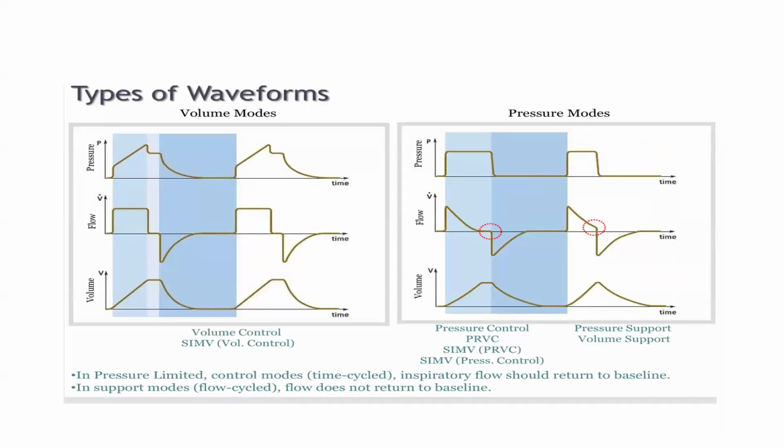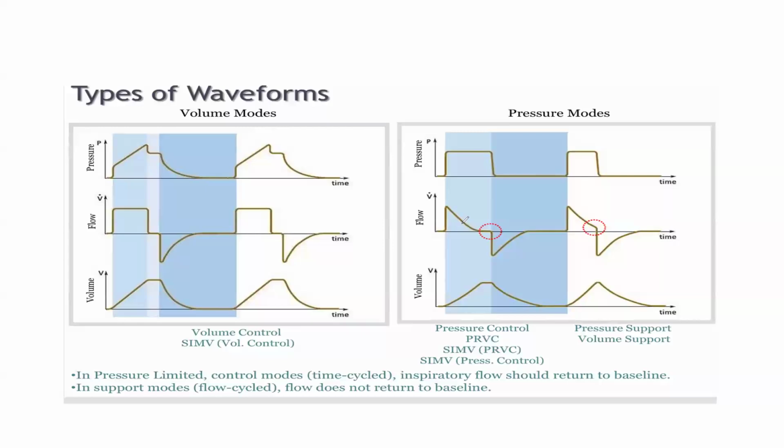So this is the type of waveform. Again, diagram 1 is representative of the volume mode and diagram 2 is representative of the pressure mode. In pressure limited control mode, the inspiratory flow should return to the baseline. In support mode, the flow doesn't return to the baseline. As we can see here, the flow returns to the baseline.